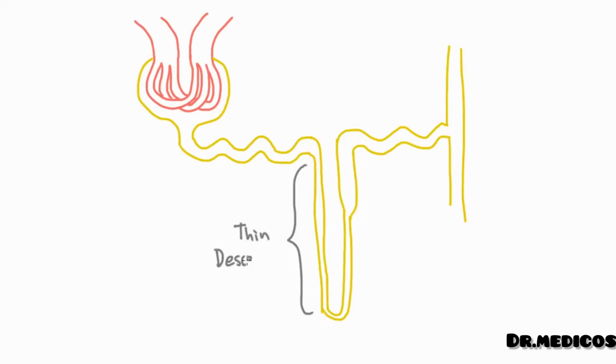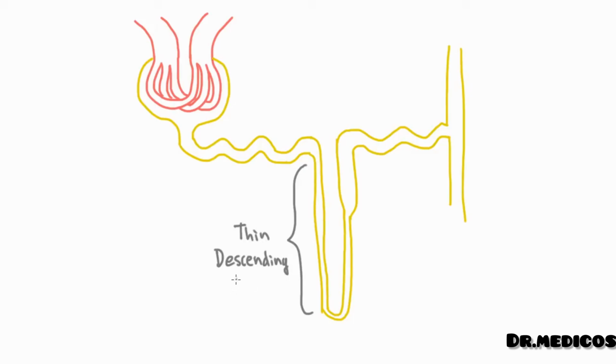So the loop of Henle actually has three parts. Here is the first part, and then here is the second part, and then finally here is the third part. And this third part leads to the distal convoluted tubule, which goes to the collecting duct. So what are these parts of the loop of Henle? Well, this first part, as you can see, is pretty thin, and urine that comes through here is going down. So therefore, we call this the thin descending limb.